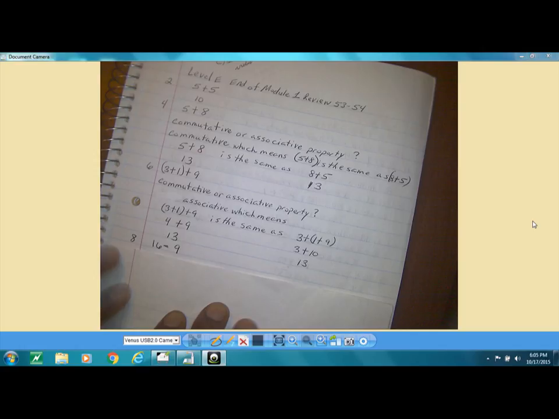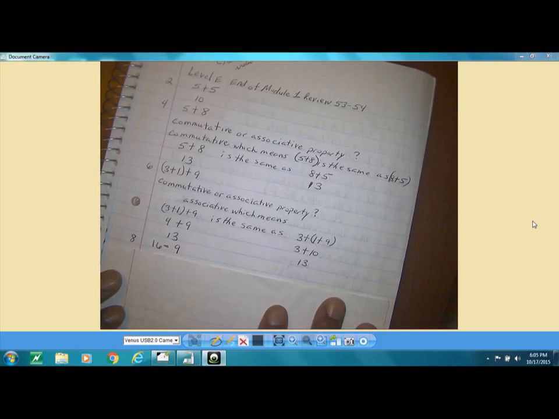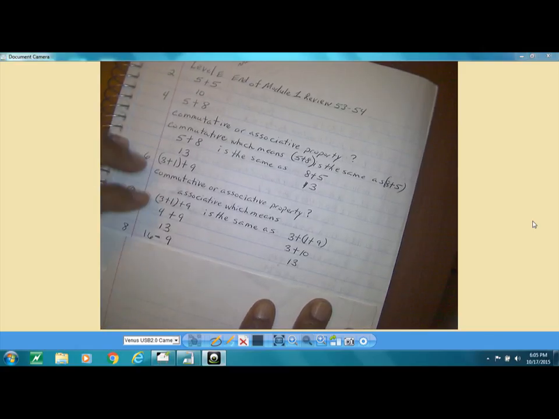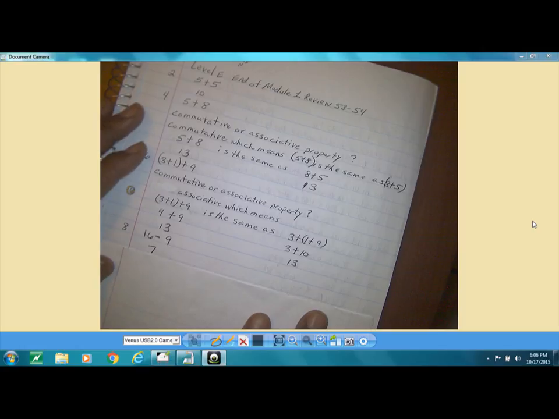Next one, number 8, is asking that we do subtraction, find the difference. If it says find the difference, that means we're going to do subtraction. So we do 16 minus 9. 16 minus 9 is 7.